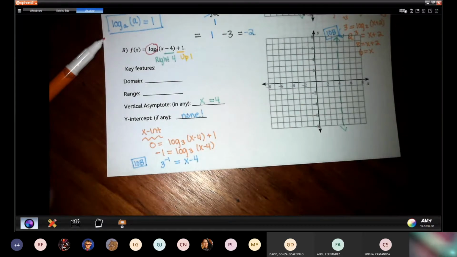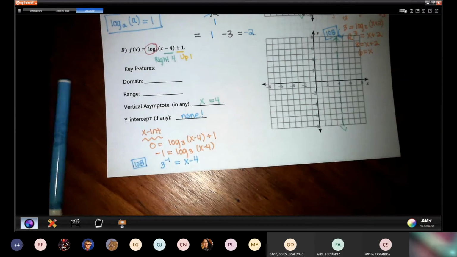What's 3 to the -1 power? We know our exponent rules, I hope.